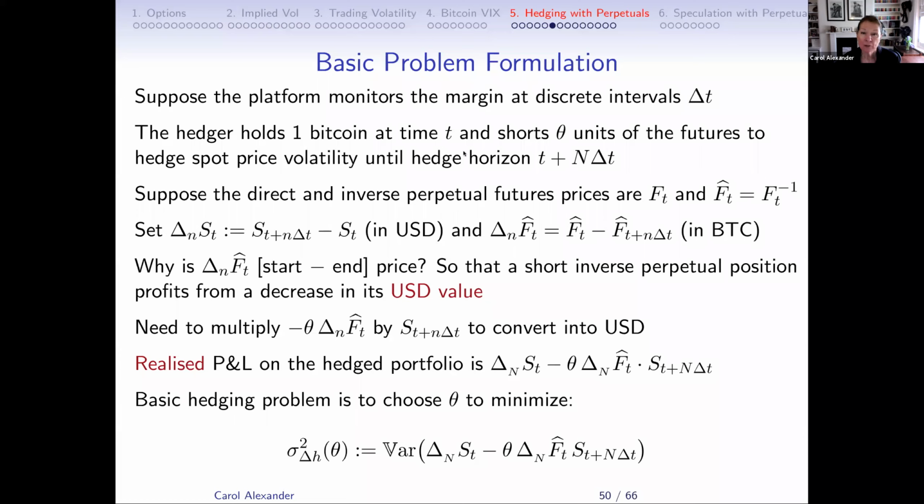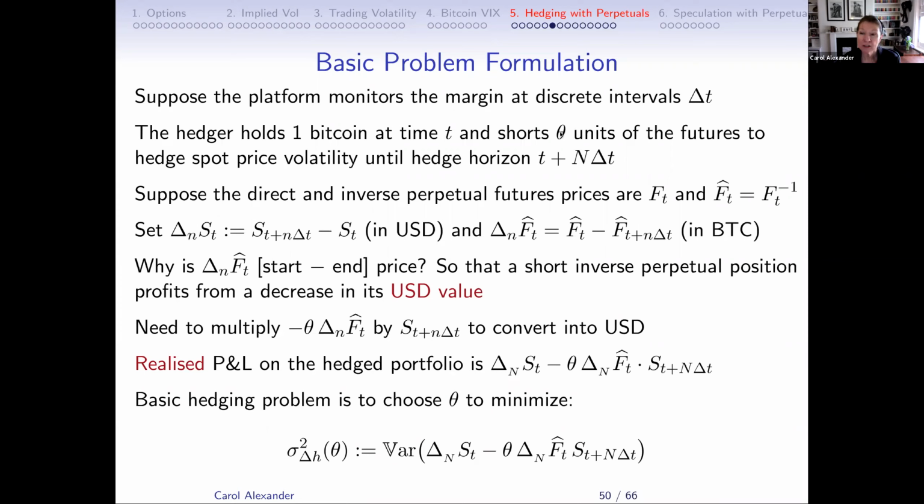So suppose the platform monitors the margin at discrete intervals, say delta t, and that's the regularity with which they will check for margin calls. It could be every hour. It depends on the exchange. And we also suppose our Bitcoin miner, our hedger, holds 1 Bitcoin at time t and shorts theta, which obviously depends on t. I should put a subscript there, but okay. They're just formulating one problem at the moment.